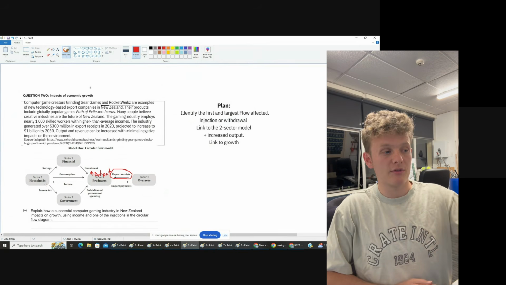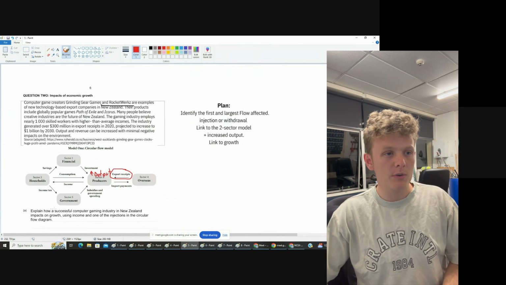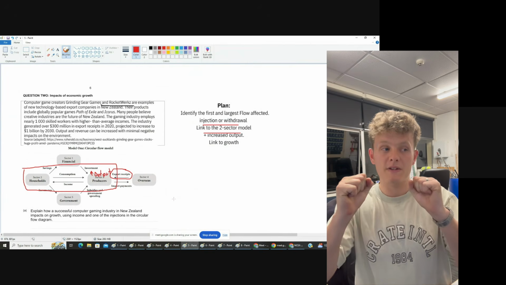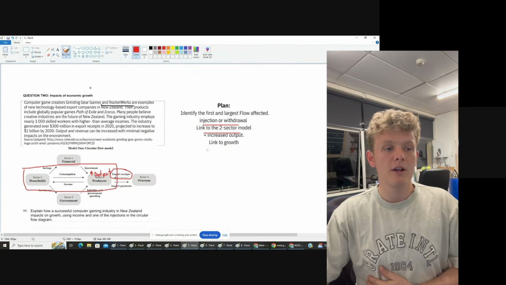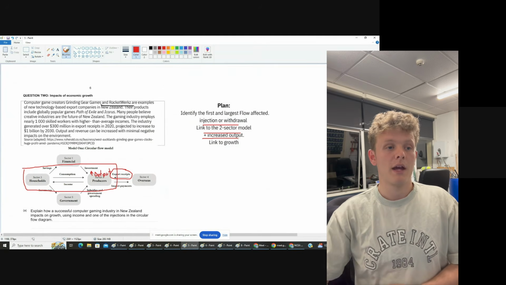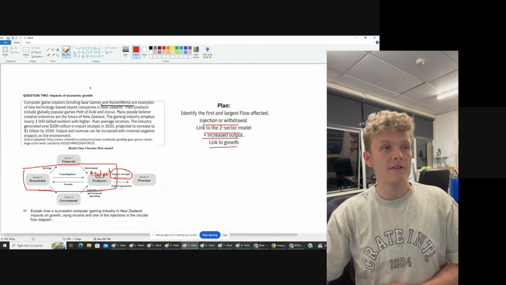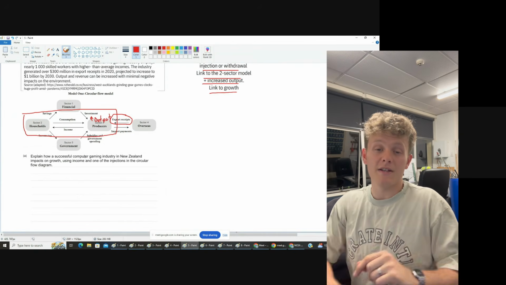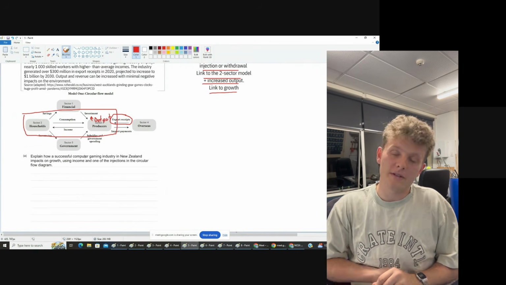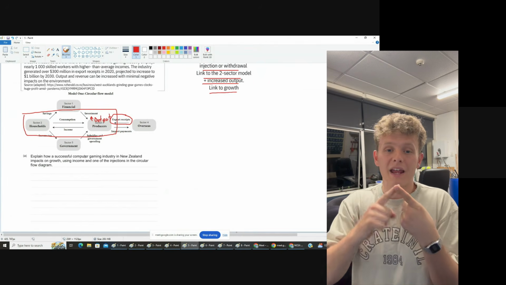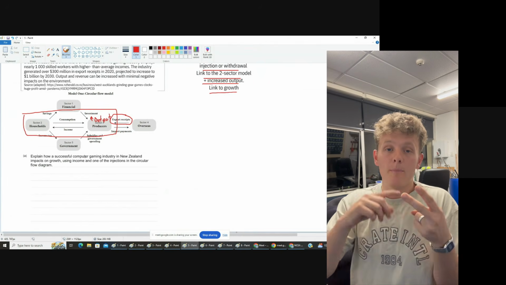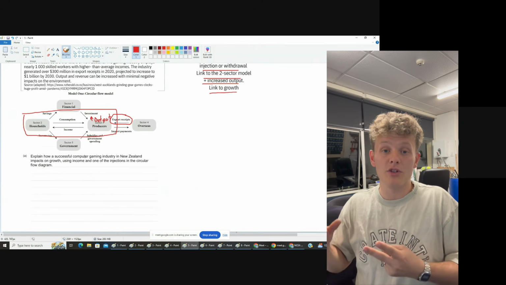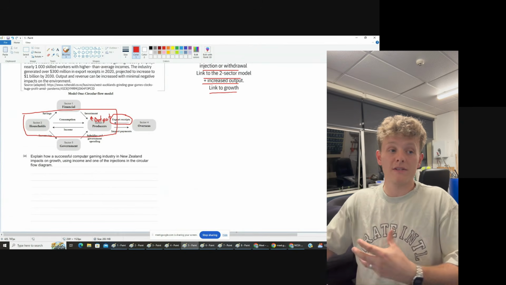The last step is to just link it back to growth. So we've done our injection or withdrawal. We've linked to the two-sector model, which is what we call this here. We link it to this economy of businesses and households. And then we do increased output because they're selling more overseas. And then link to growth, saying an increase in output represents economic growth. Or an increase in money flows represents an increase in economic activity, represents economic growth. Or an increase in X and an increase in C, both increase the AD equation, which represents an increase in real GDP. This is economic growth, right?